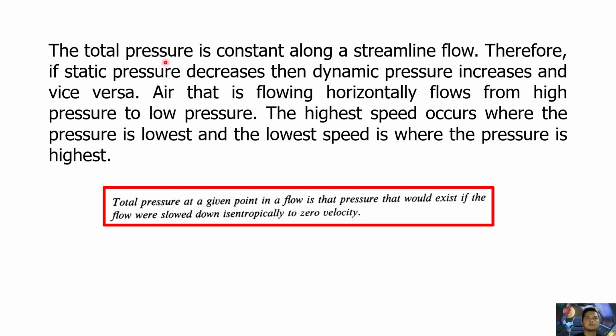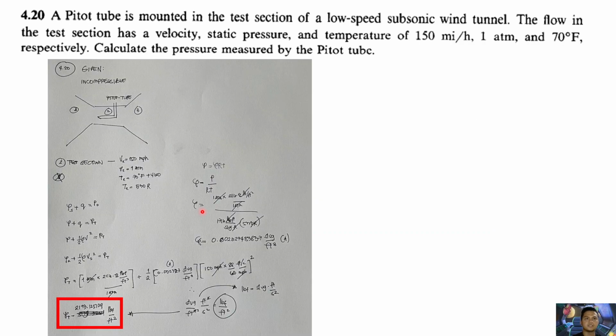Total pressure at a given point in a flow is that pressure that would exist if the flow were slowed down isentropically to zero velocity. Okay, that is the total pressure. Slow down isentropically to zero velocity.